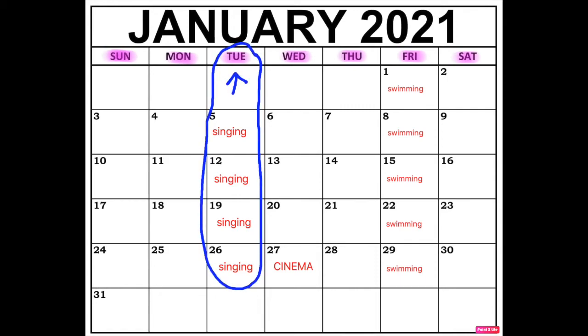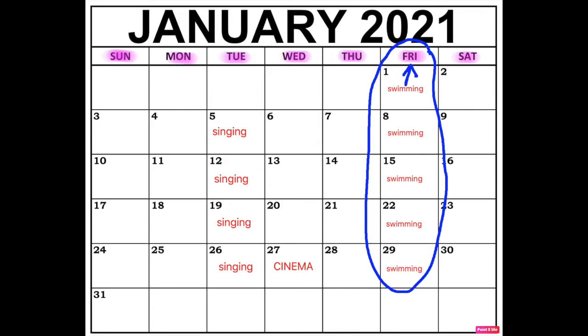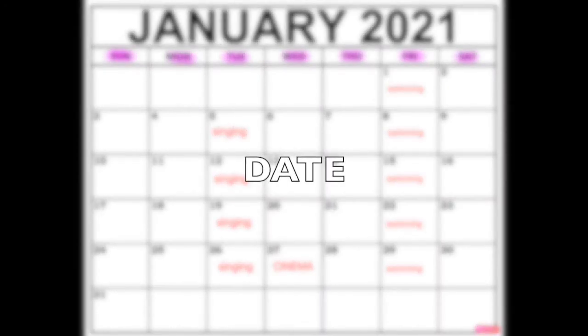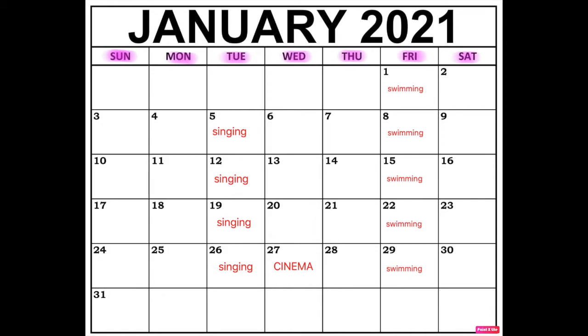Well done. They have singing on a Tuesday, because in this column you can look to see that these dates are on Tuesdays. What day of the week do they have swimming? Well done. On Fridays. Now, what date of the month is this person hoping to go to the cinema? So date, so that's a number. What date? Well done. Yes, they're hoping to go to the cinema on the 27th of January, although I don't think that'll be happening with lockdown. And the 27th is on a Wednesday.